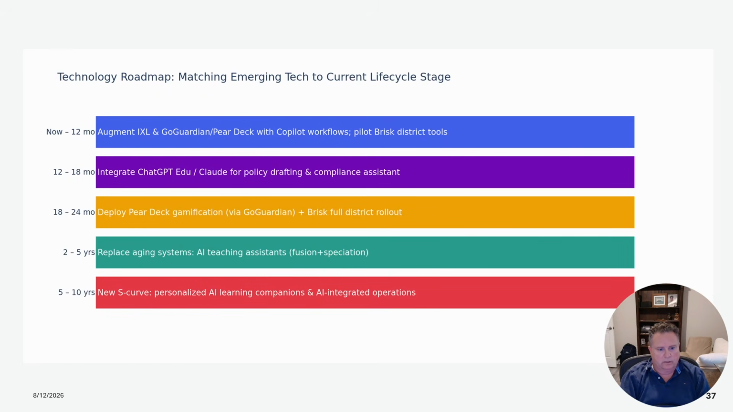pending approval. In 2 to 5 years, we recommend replacing aging systems, and we feel that AI teaching assistants based upon fusion and speciation will take hold. And in 5 to 10 years, there'll be new S-curves with personalized AI learning companions and AI integrated operations, but we'll talk more about this in the next few slides.